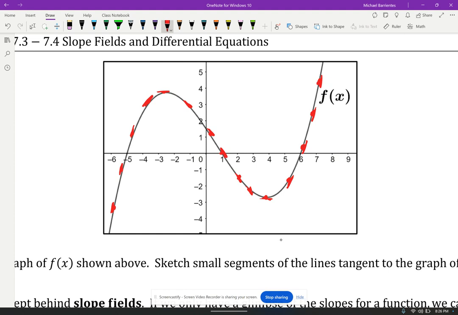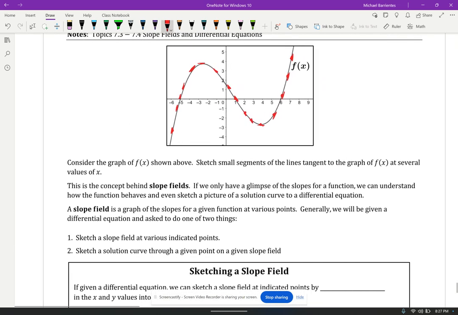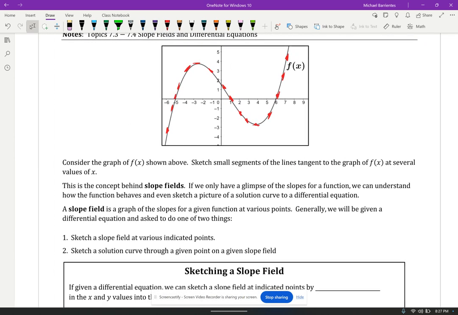So if I was able to erase the original f of x curve, if I left these tangent lines, and the tangent lines again are just telling us the direction, the slope of the curve at that given point, would you be able to tell what the original graph looked like? And the answer is yes, because these little lines are telling you, oh, the graph is going up and then it's momentarily stopped and then it goes down and then it momentarily stops and then it goes up, right? So these red lines are little segments, I guess, of the tangent lines that are at those given points.